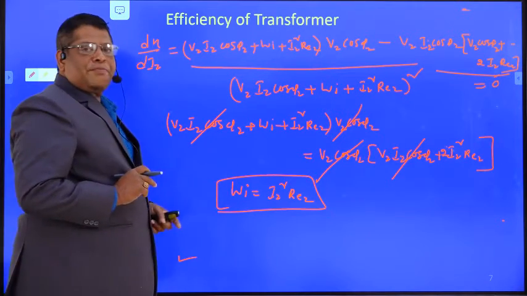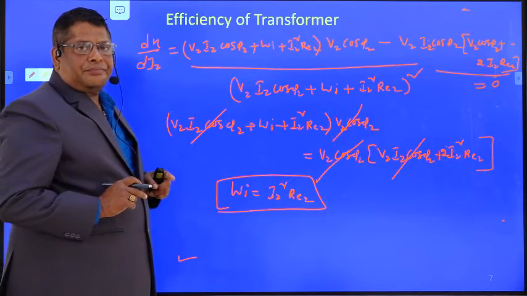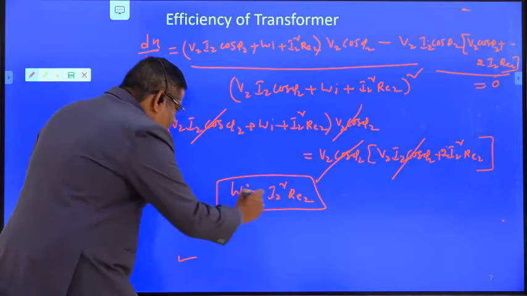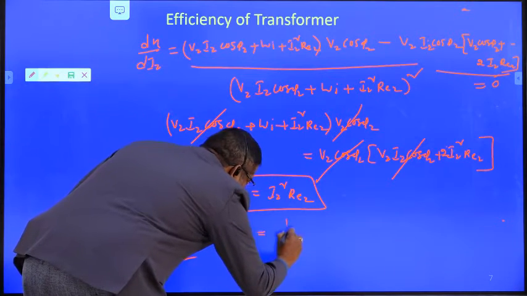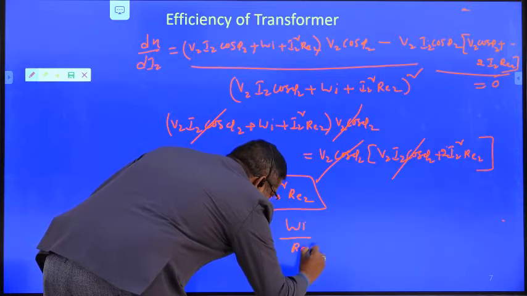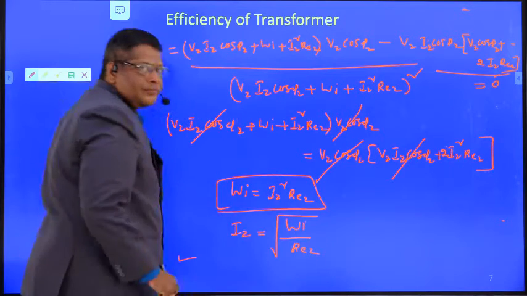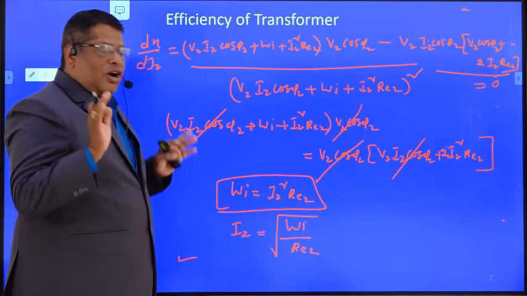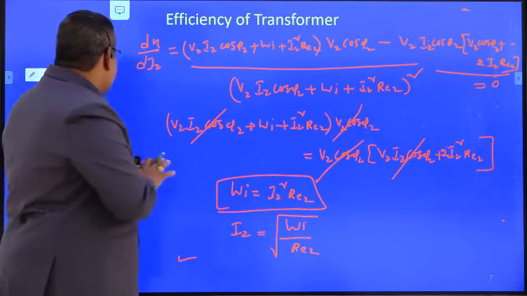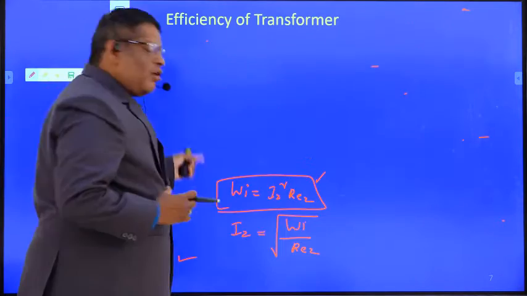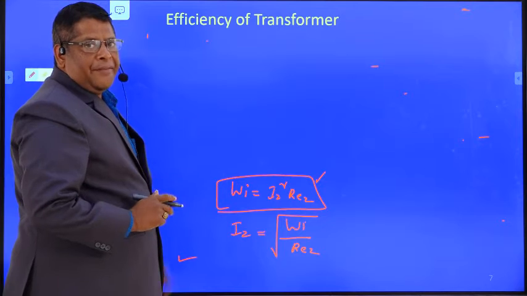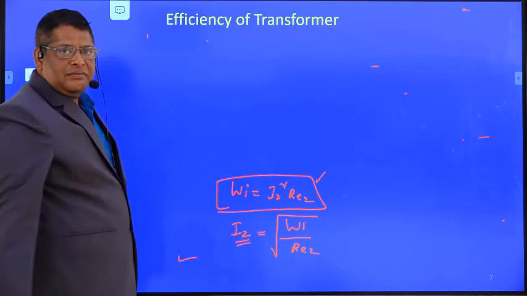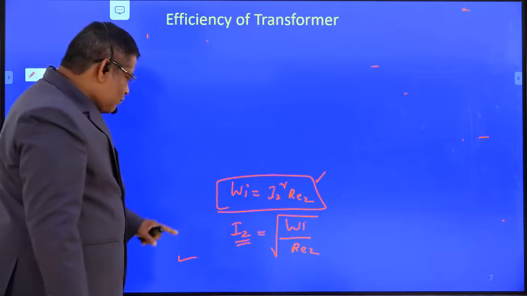Now from this expression, suppose you want to calculate the load current, nothing but I2, we can calculate directly I2 equals square root of Wi by Re2. But always the load is represented in kVA only, not in terms of current. So we have to find out the load kVA corresponding to the maximum efficiency. Nothing but this current is corresponding to the maximum efficiency.